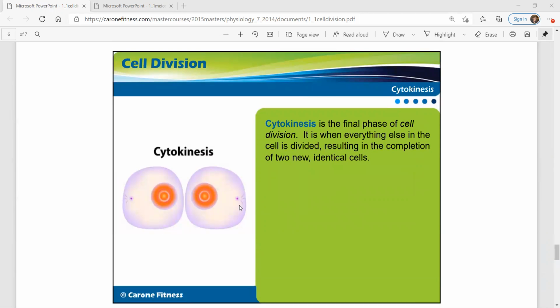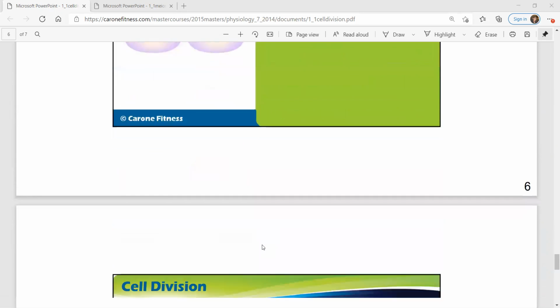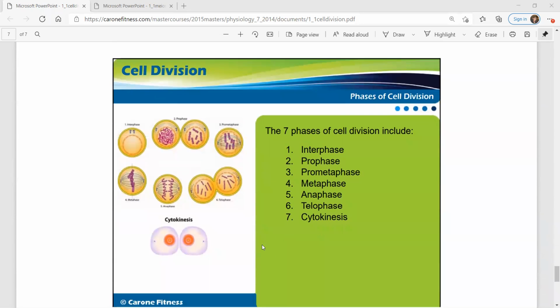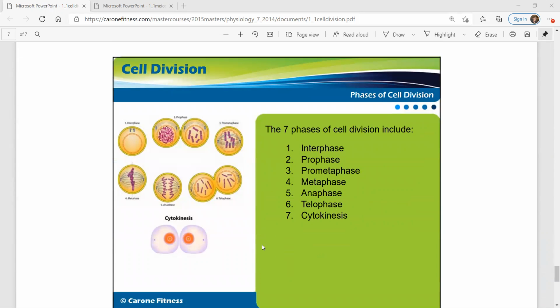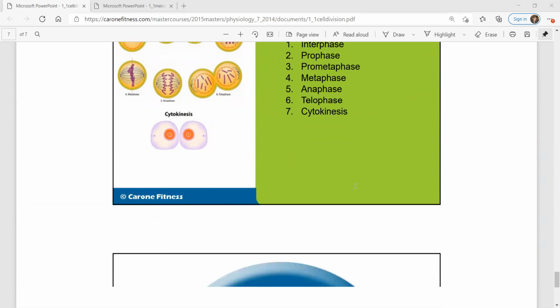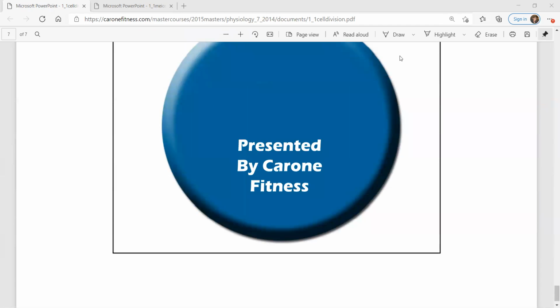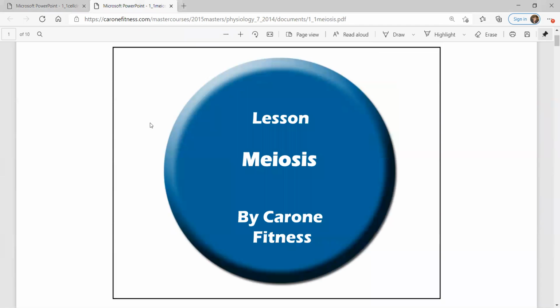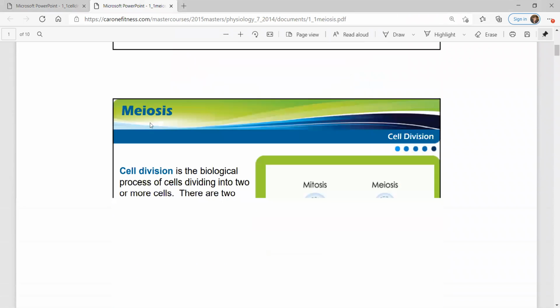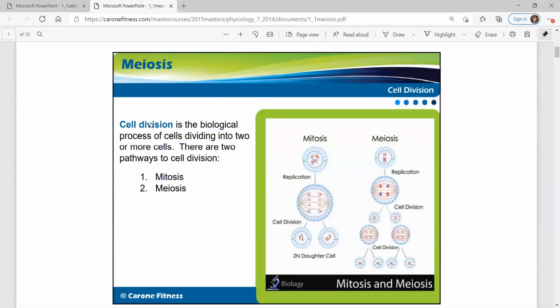And then finally, cytokinesis. That's the final phase of cell division. And it's when everything else in the cell is divided, resulting in the completion of 2 new identical cells. So these were the 7 phases of cell division for mitosis. And then we're going to take a look at meiosis as well. Meiosis is a little more complicated.